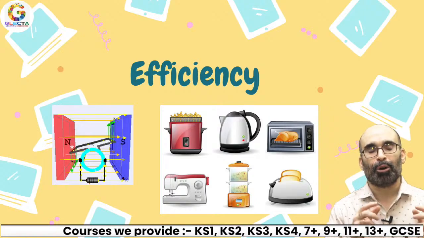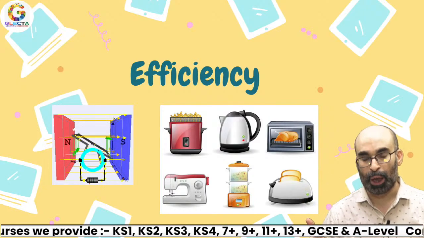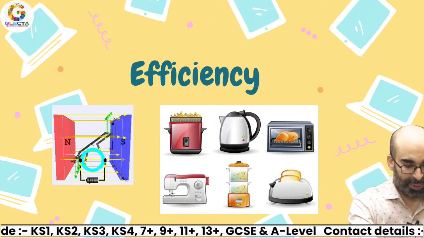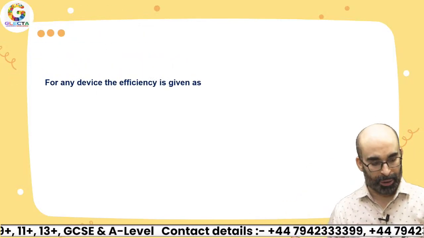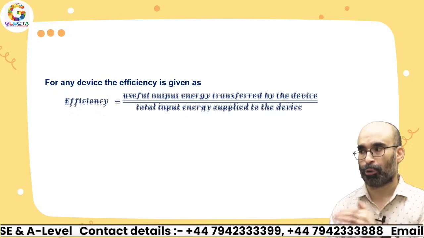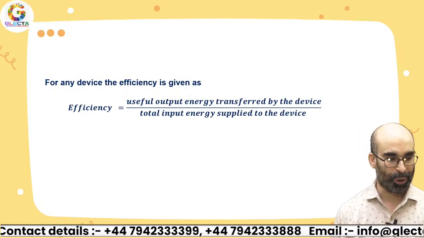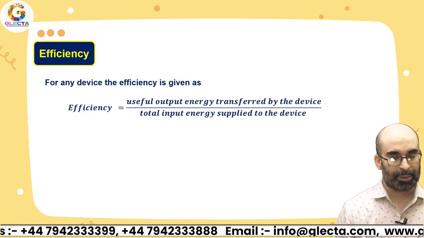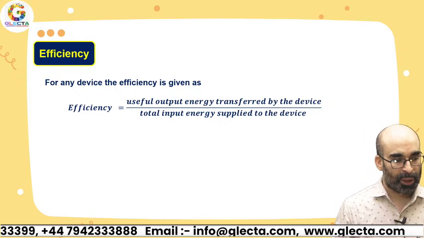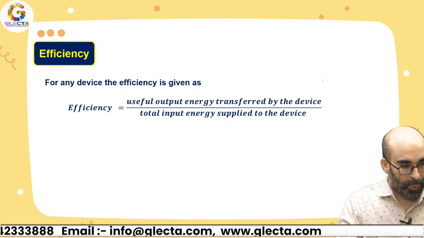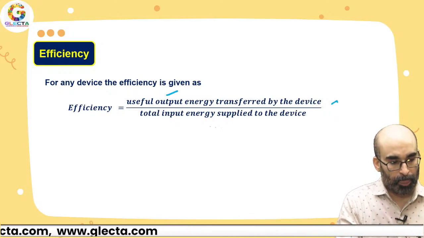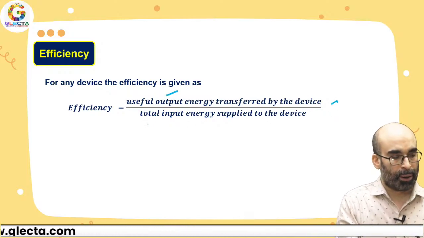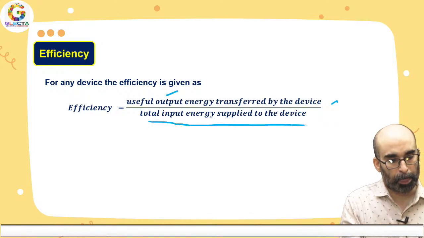So this is where we define efficiency. Efficiency means the ability to transfer energy into the desired form, right? So it is calculated as the useful output energy transferred by the device over the total input energy supplied to the device.